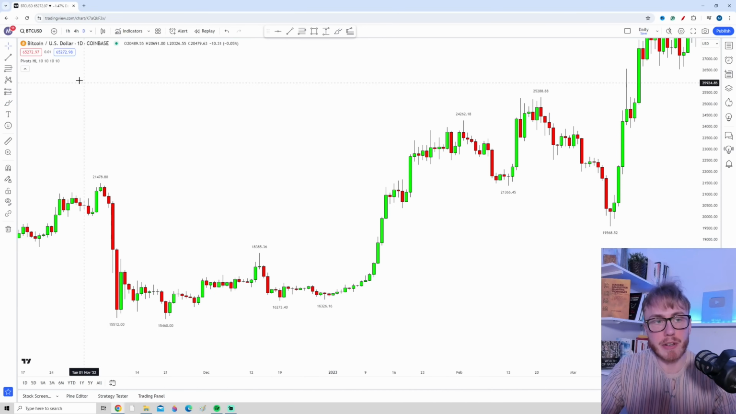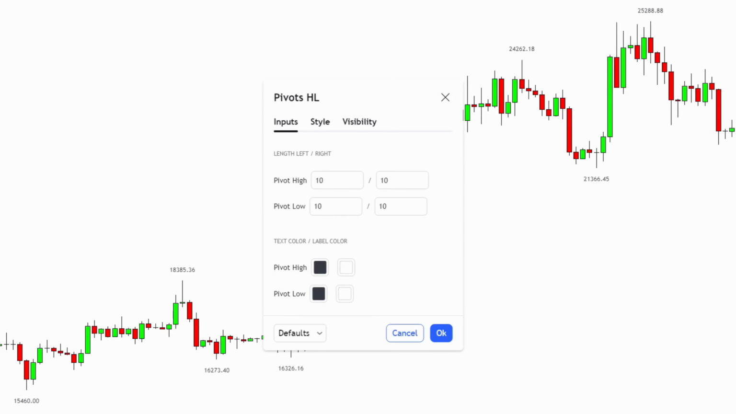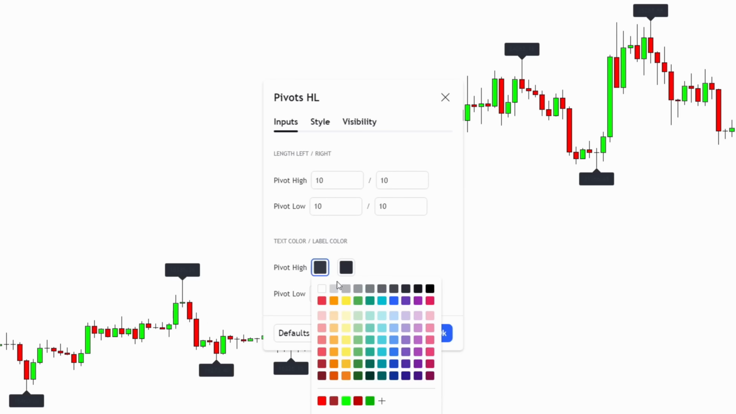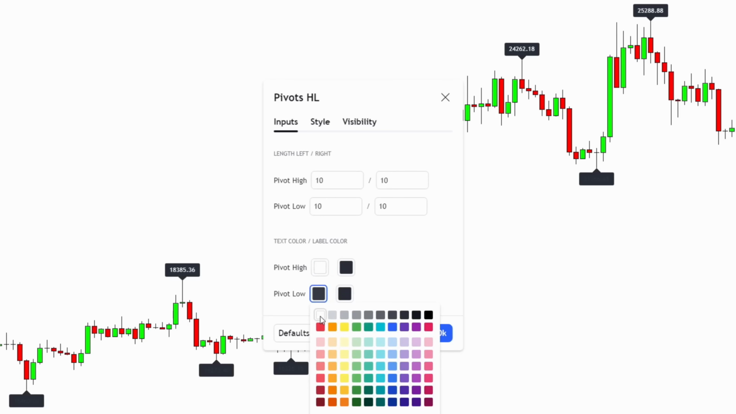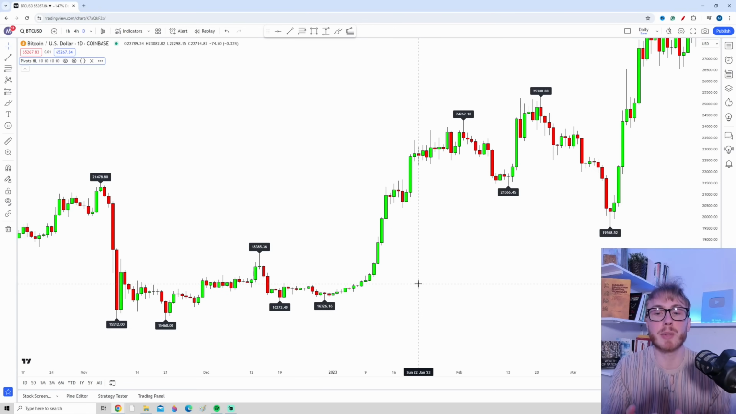And the very first thing I want to do here is go up to the settings tab for the indicator, which you can find right here. We want to make sure that we navigate to the inputs tab. And for the pivot highs and pivot lows, I actually want to change the color just like this. And I want to make the text white here. So just do a quick change like this so that we can see our pivot points more clearly.